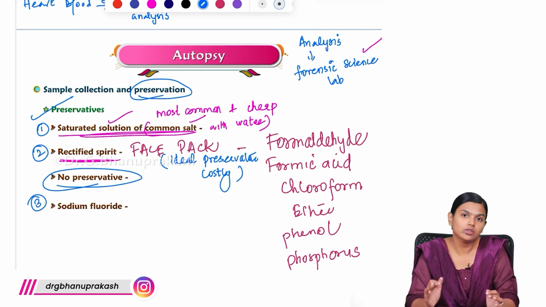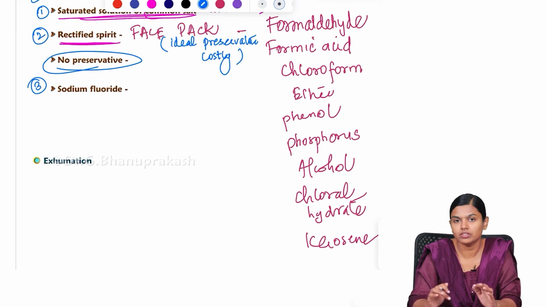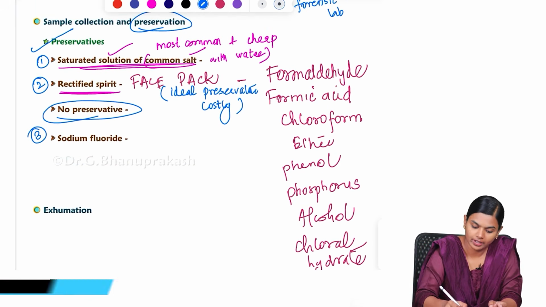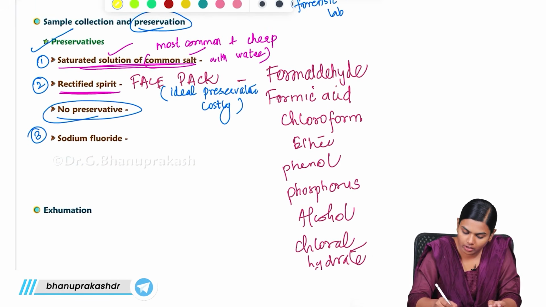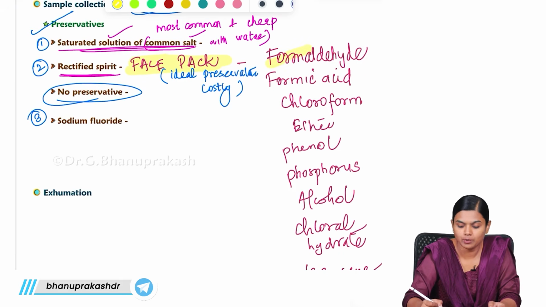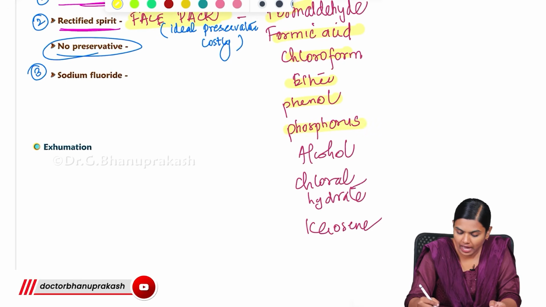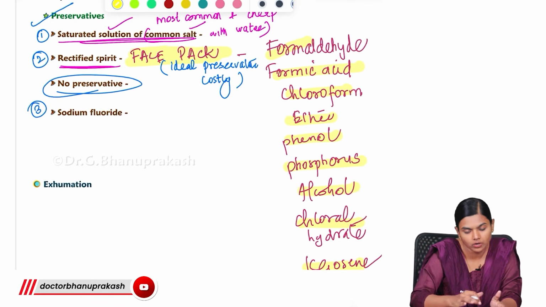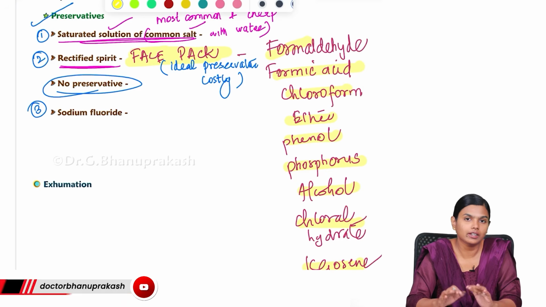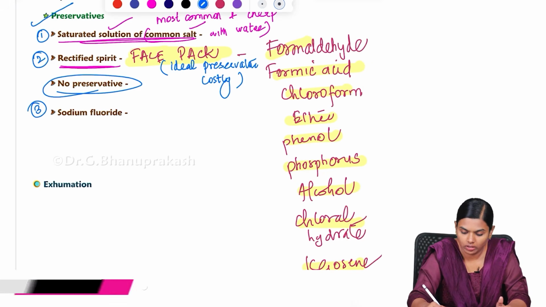Now, why we don't use this rectified spirit is that it is contraindicated in certain conditions which are very commonly found. You can use a mnemonic to remember them. It is contraindicated in formaldehyde poisoning, formic acid poisoning, chloroform, ether, phenol poisoning, phosphorus poisoning, alcohol, chloral hydrate and kerosene. In all these poisonings, you cannot use rectified spirit because it will interrupt the analysis.